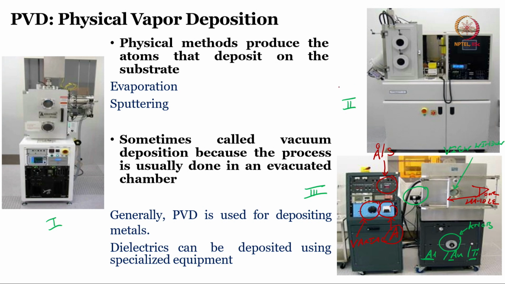Now, let us see this particular figure. Here we have two viewing windows, window 1 for the substrate, window 2 for the source. We have a motor for rotating, we have displays here and here, then we have the electronic control system.